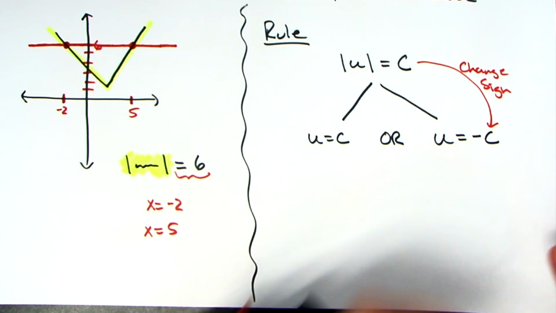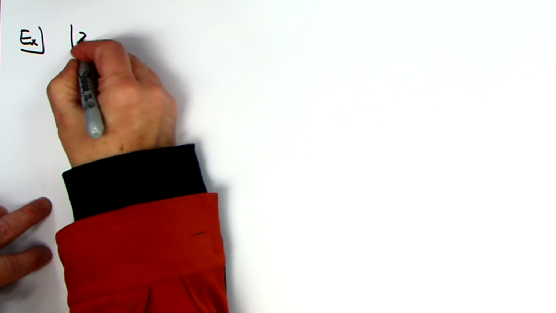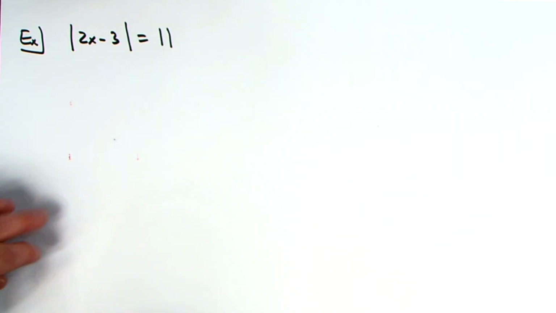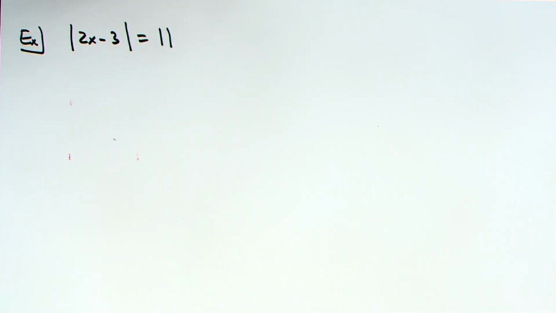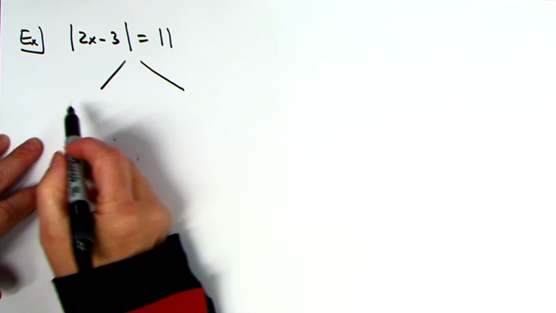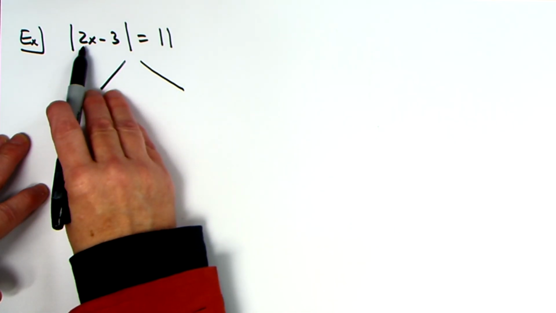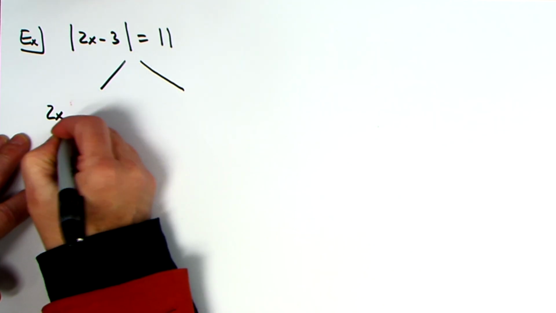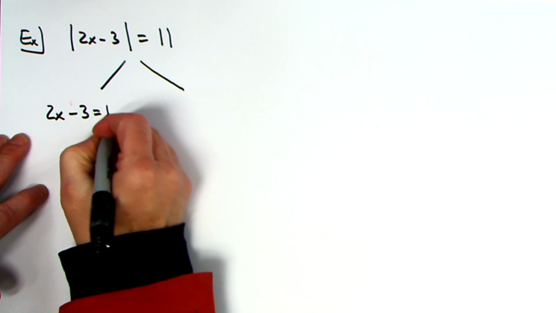Now, with that said, let's take a look at an example. Let's suppose we had the absolute value of 2x minus 3 is equal to 11. The key here, remember, is that you've got to break it up into two different equations. So when I write the first equation, I write it exactly as I see it. I drop the absolute value bars. So I write 2x minus 3 equals 11.